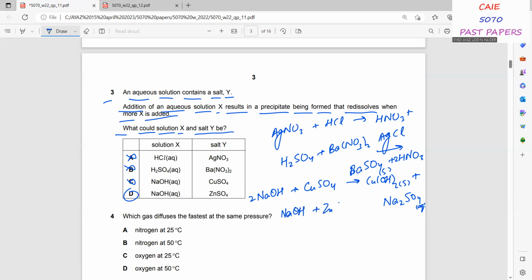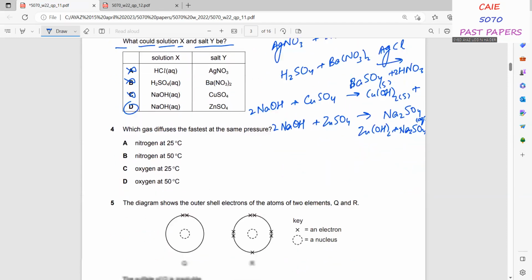NaOH plus ZnSO4 gives Zn(OH)2 plus Na2SO4. So D is the right answer.